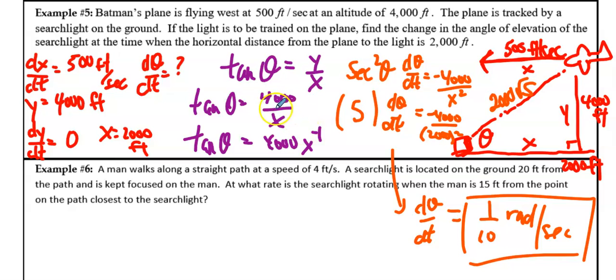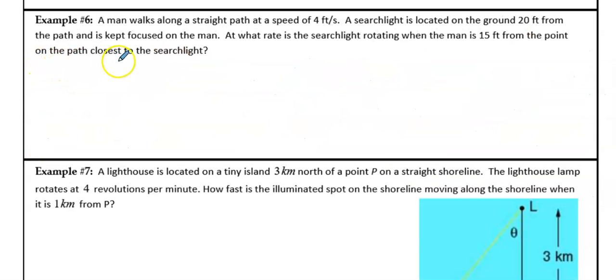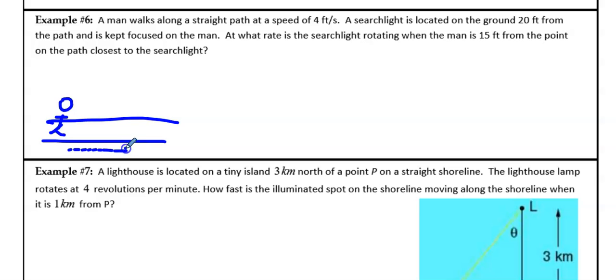We're going to move right down to our last example of the lesson, which is example number 6. And again, it's just a straightforward question, just more practice. Okay, so example number 6 says a man walks along a straight path with a speed of 4 feet per second. So we have ourselves a path, we have ourselves a person, and they're walking along a straight path. So they're walking in this direction. So again, I'm going to call this direction x, and I'm going to put it over here. So the change in x with respect to time is going to be equal to 4 feet per second.